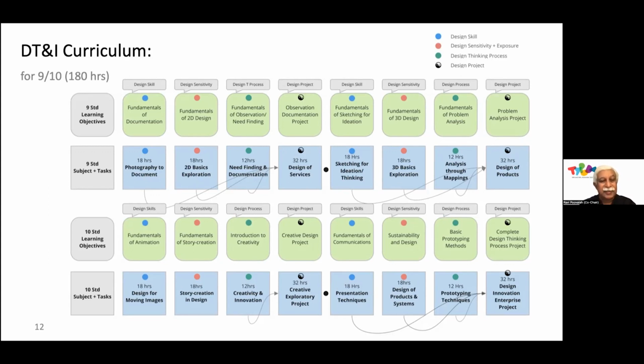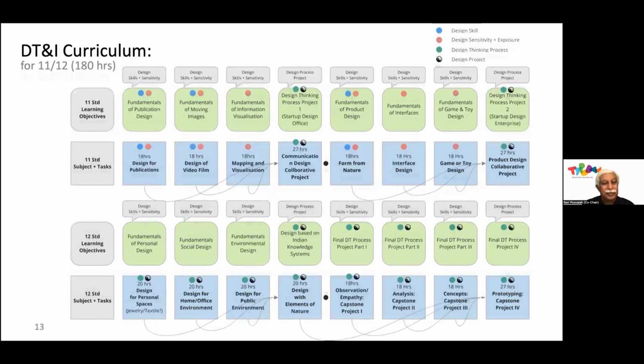And in the 10th standard, they start with design for moving images, the fundamentals of animation, and fundamentals of story creation, where they go through the whole story creation process and try to create a story. Same with creativity, an introduction of creativity here. And then they do a creative design project, which involves all the three. And in the next semester, fundamentals of communication, introduction of sustainability and design, prototyping techniques, and then they do a project with a prototype involved in that. So this is roughly the 9th and 10th.